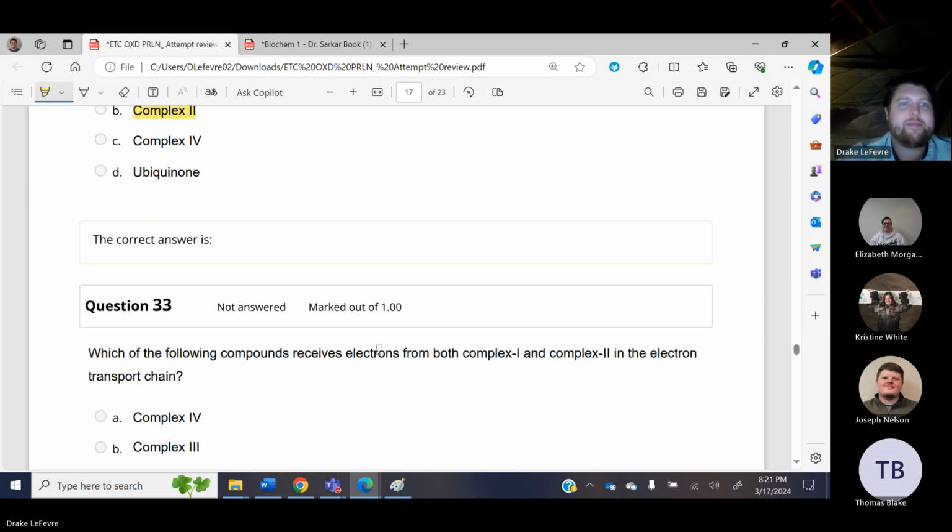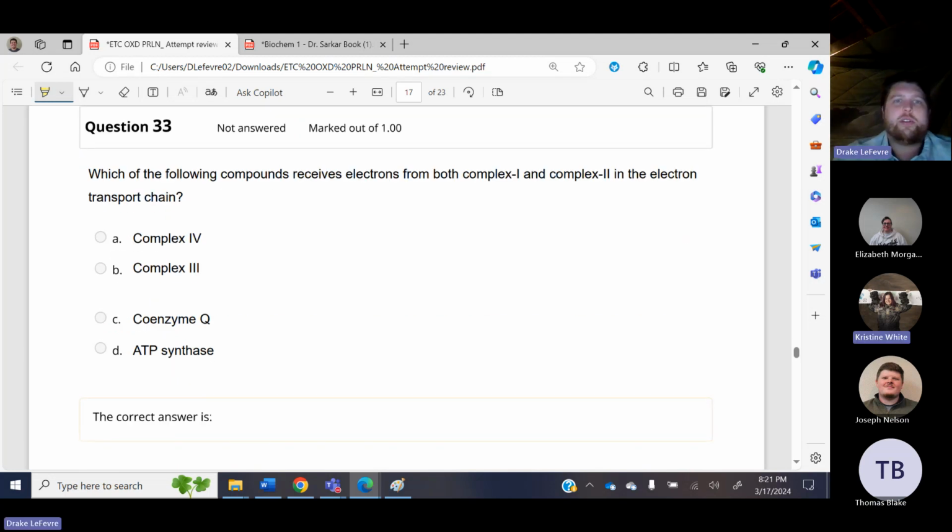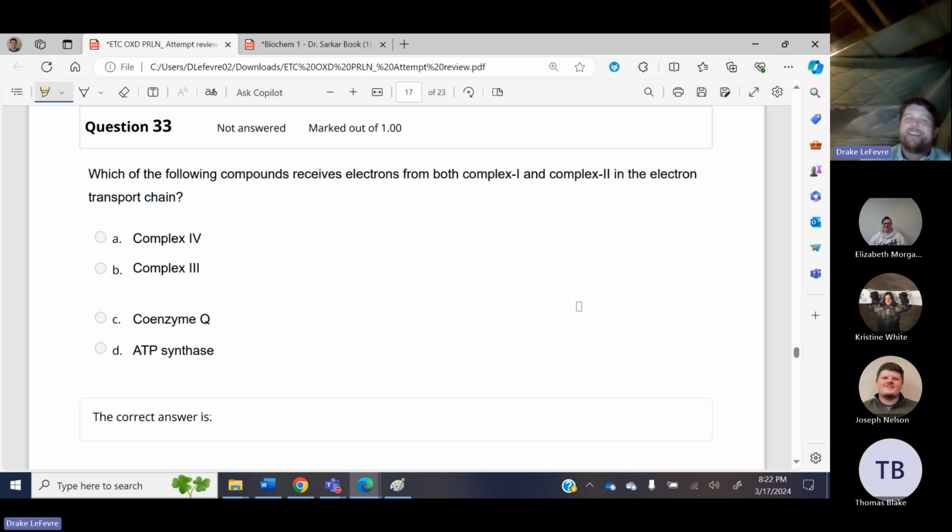Nice. Which of the following compounds receives electrons from both complex 1 and complex 2 in the electron transport chain? Complex 3. Before they go to complex 3, where do they go first? Coenzyme Q. Complex 3 is technically correct, but coenzyme Q is more correct.